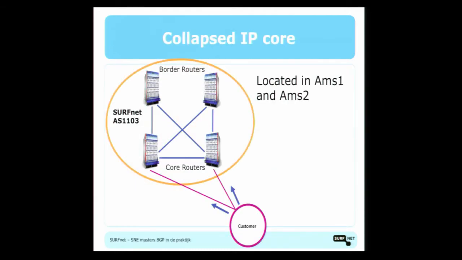The next layer we have is our collapsed IP core. We only have 4 routers in the network. Sometimes we say only 2. One in Amsterdam, one in Amsterdam 2. And it has been upgraded during the recent years from a T640 to a T1600. And actually, as we speak, we are upgrading it to a T4000 with the end objective to merge the border and the core router into one chassis. So you're getting rid of all those inter-chassis links, which is beneficial, and you have 100 gig capability as well on that router.